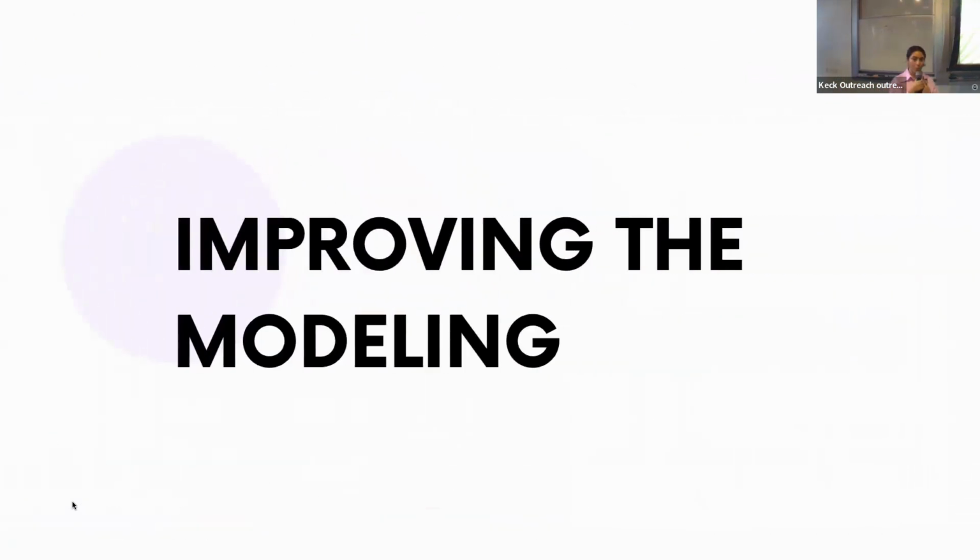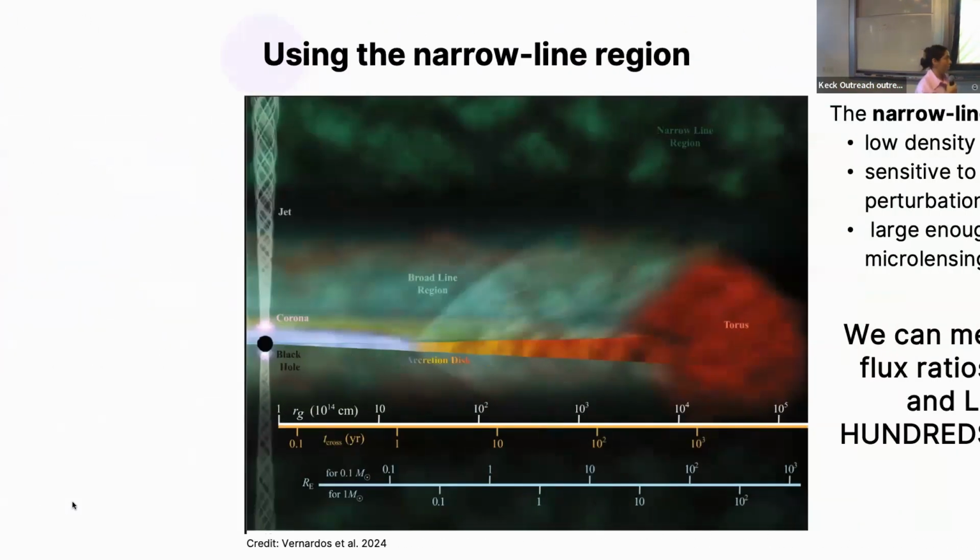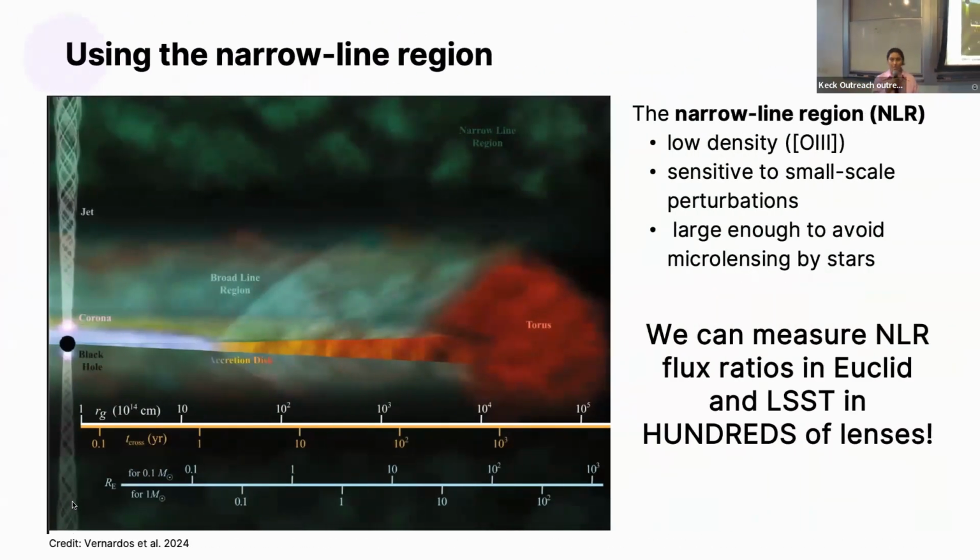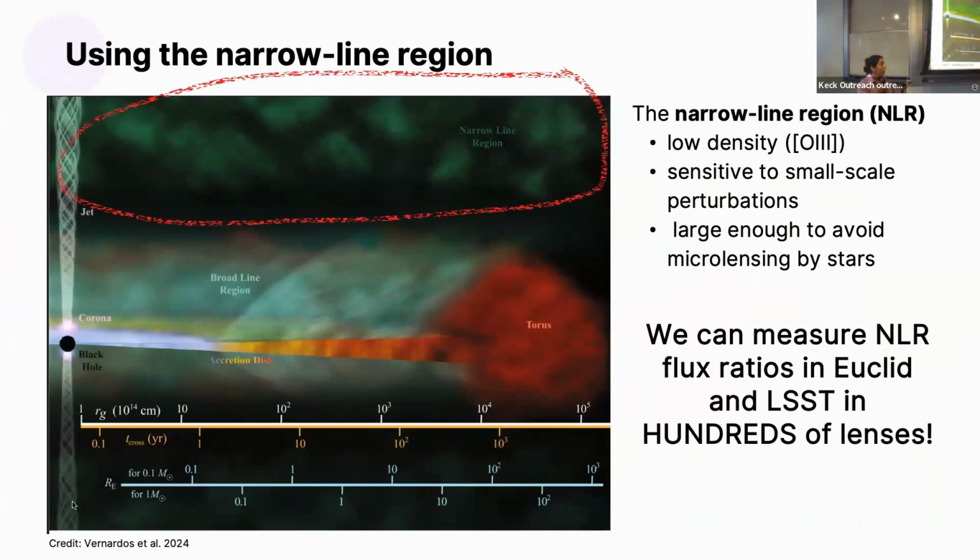What I'm working on is improving the modeling that goes into these gravitational lenses. I'll start by talking a little about the light source that we use. The light source I'm interested in is the narrow line region, this low density region here. The light I'm focused on is the O3, using the lines 5007 and 4959. I'm interested in this specific region because the narrow line is sensitive to small scale perturbations.